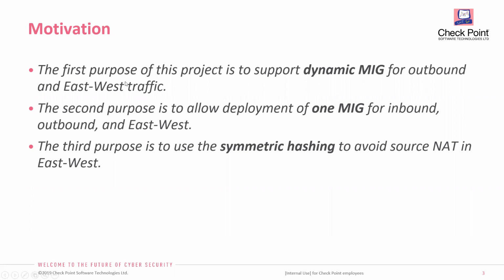In this slide, you can see the motivation and what mostly we can achieve using this new project. First of all, we can use the dynamic MIG instead of the current one. We can use the one MIG for inbound, outbound, and east-west traffic. And also we can use the symmetric hashing to avoid the source NAT in the east-west. Let's have a look at the current configuration.